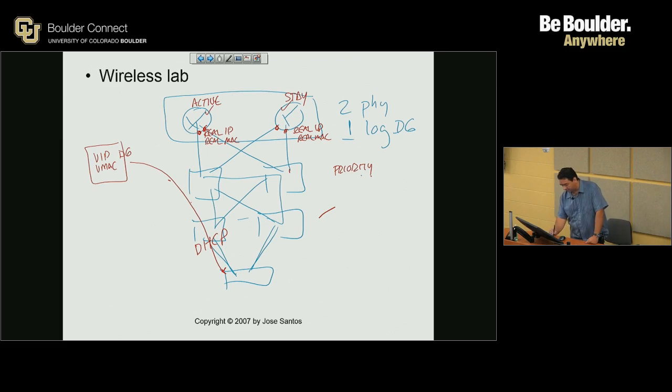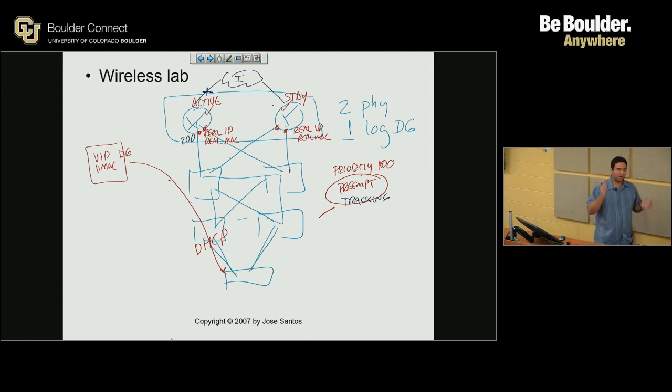There's another command that you add to HSRP, which is tracking. At the end of the day, these two routers connect you to the internet, right? What happens if this link goes down? And this guy has a priority of 200, and this guy has a priority of 100. Do we want to send all the data to the default gateway that goes nowhere? How do we fix this?